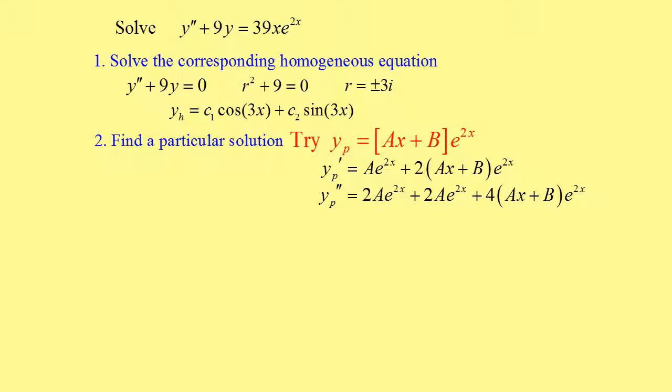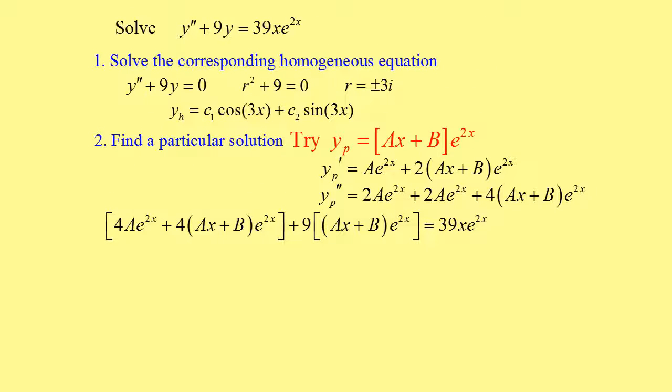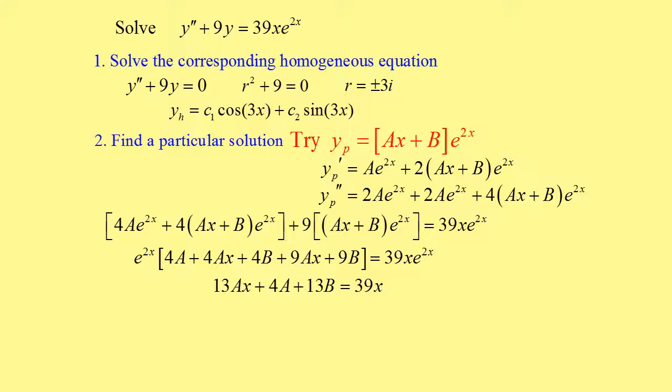We plug those back into the original, simplify the left-hand side, and notice when we divide out the e to the 2x, we get 39x, so the x, which we see here, has to have matching coefficients. So 13a has to be equal to 39. And the constants have to be equal to 0.